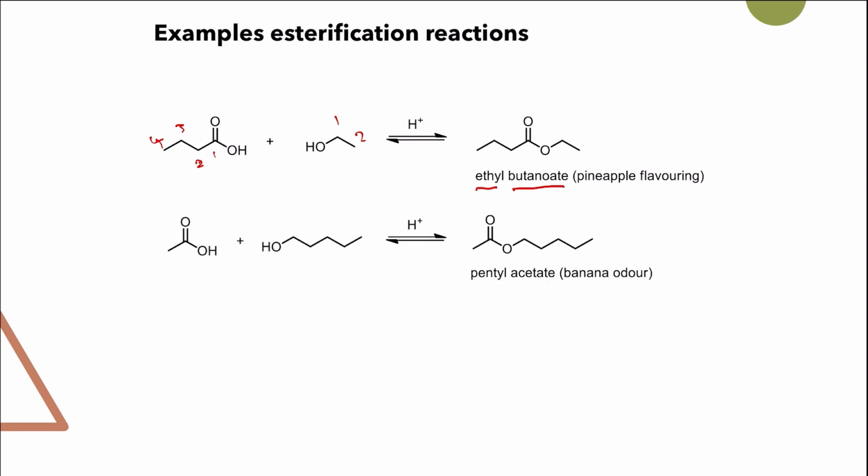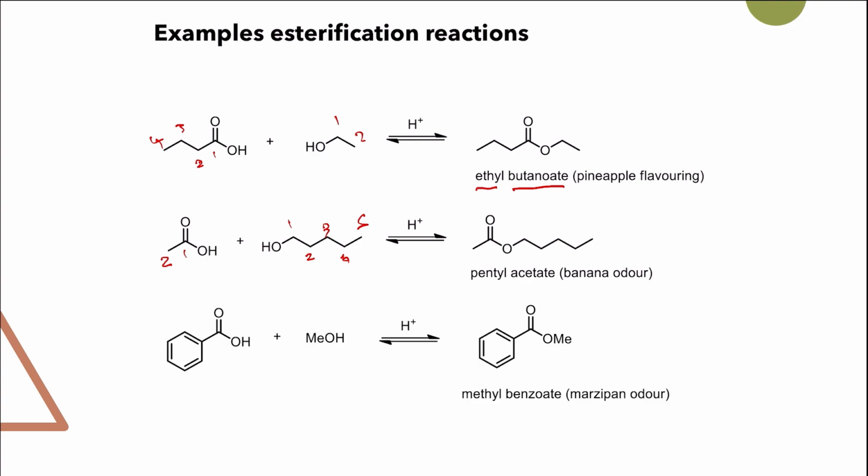Also, this is ethanoic acid with 2 carbon atoms, and then for the alcohol 1, 2, 3, 4, 5, there are 5 carbon atoms, so this is pentanol. So the ester that is formed is called pentyl ethanoate. If we use benzoic acid with something like methanol, this is going to give us this ester here. This is called methyl benzoate.